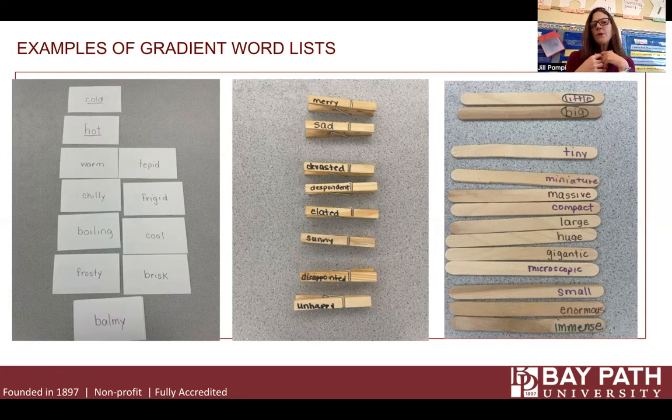And then, of course, if you don't want to use index cards or clothespins, you can use popsicle sticks. So here we started with small and large, and you can see that we have words that mean beyond large, words that mean beyond small, and words that might go in the middle. And again, really easy for students to manipulate those popsicle sticks and move them so that they end up on a continuum.